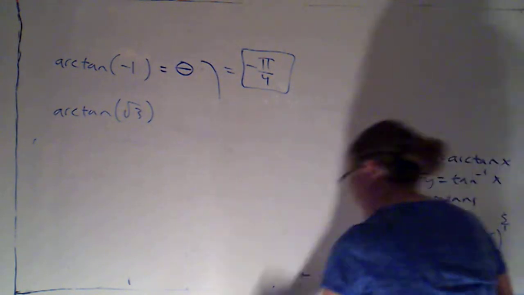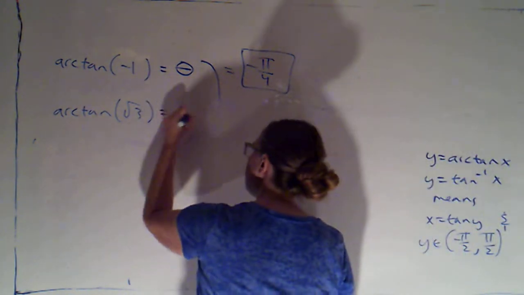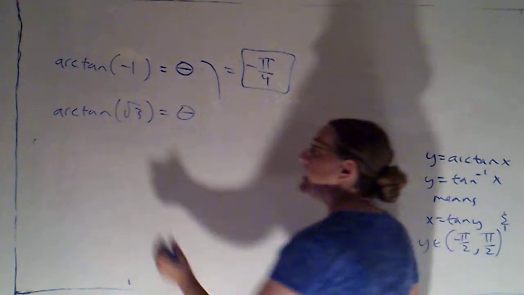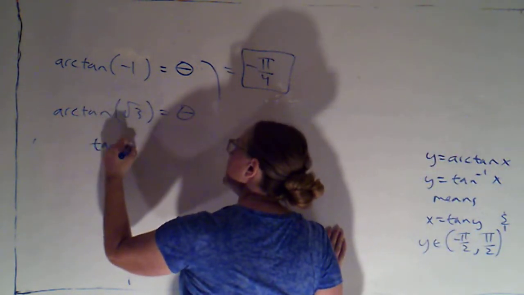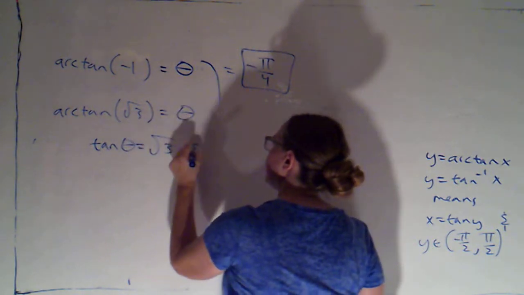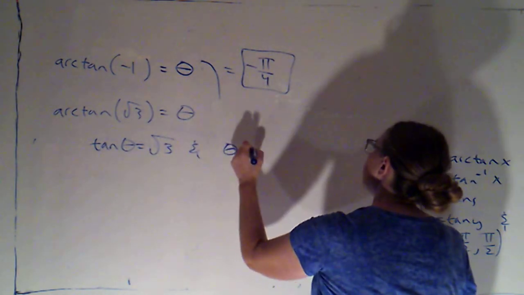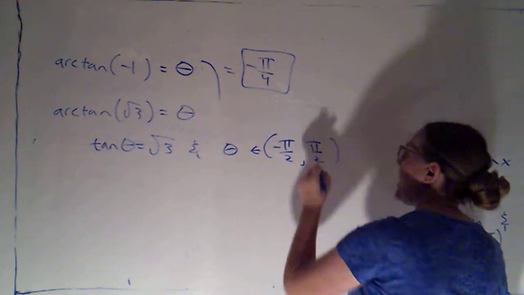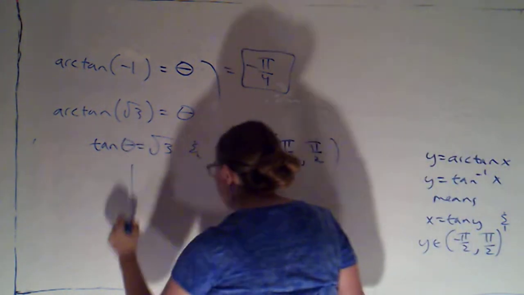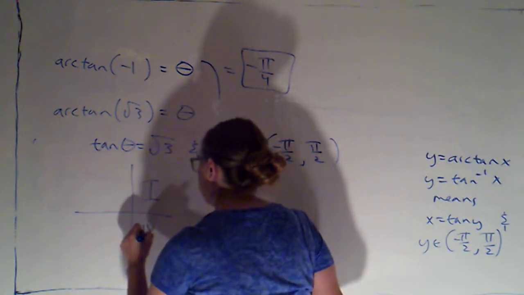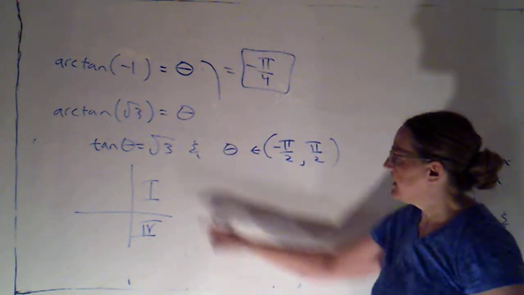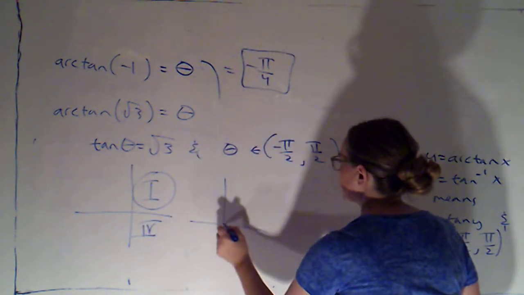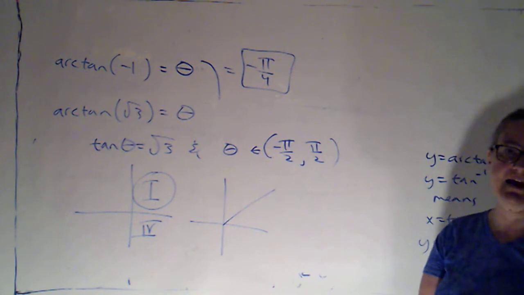Excellent. Okay, so let's now take a look at arctangent of root 3. Same basic process. I'm going to give that a name that reminds me that it's an angle. I'm going to call it theta. And then I'm going to say this means that tangent of theta is root 3 and theta is in the interval from negative pi over 2 to pi over 2. But I know that that corresponds to quadrants 1 or 4. If tangent is positive, we're in quadrant 1. So that's super nice. We're just talking about an acute angle.